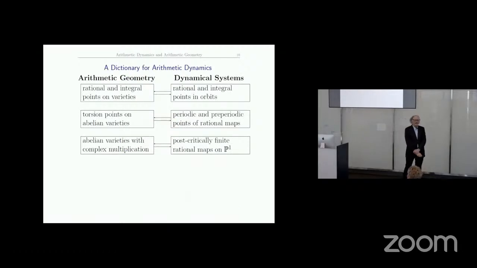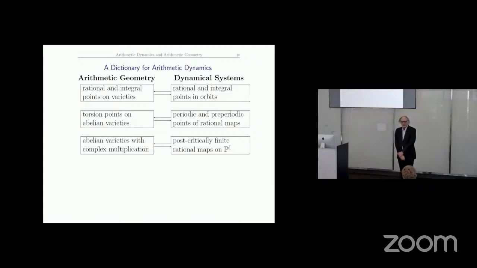So as I said at the beginning, I want to talk about dynamical analogs of results and conjectures in arithmetic geometry. And to some extent, we can do that using the following dictionary. On the arithmetic geometry side, one looks at rational points or integral points on varieties. In other words, solutions to polynomial equations in rational numbers or integers. And I'll translate that to looking at rational and integral points in orbits.